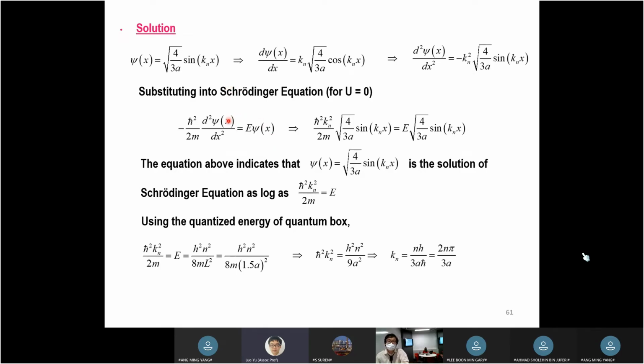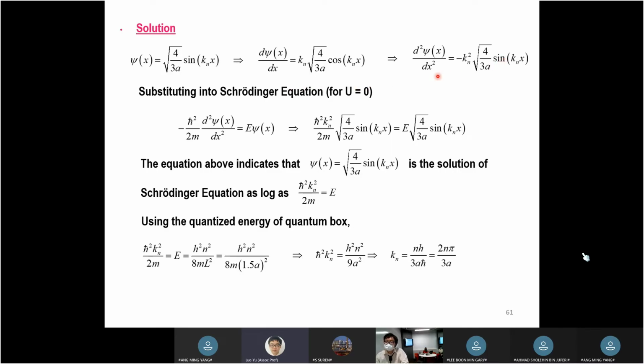In order to show this, I need to show under what condition the second derivative of phi and the original wave function can satisfy this equation. So I need to differentiate the first term. I get Kn outside, and it becomes cosine. Then differentiate the second term: the derivative of cosine is minus sine, and because of the Kn, it's minus Kn squared times sine Kx.